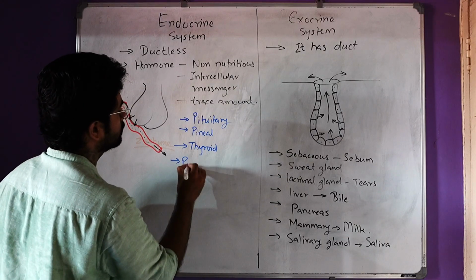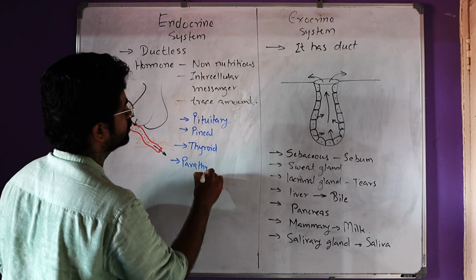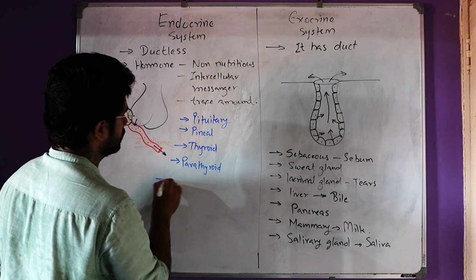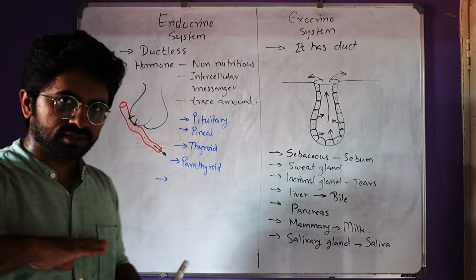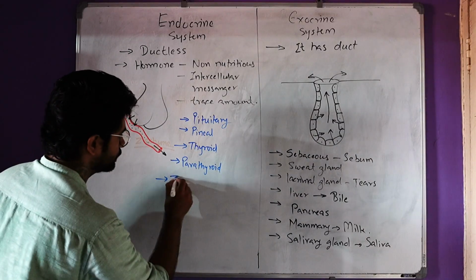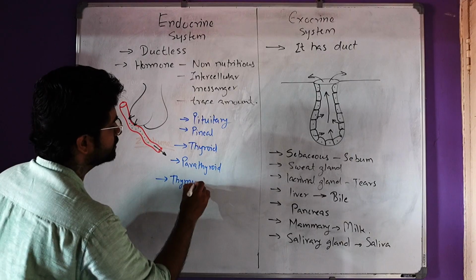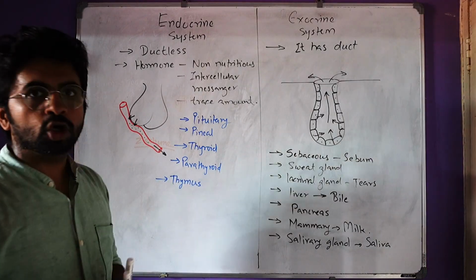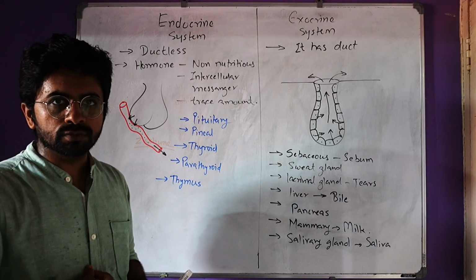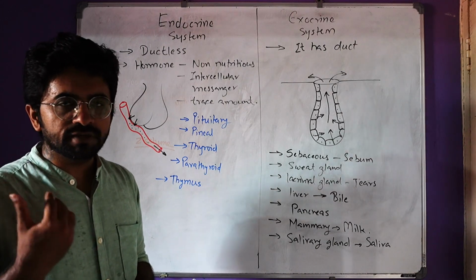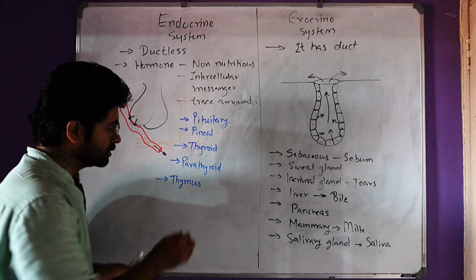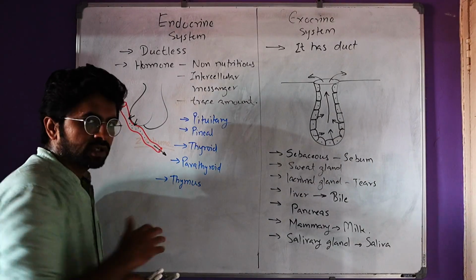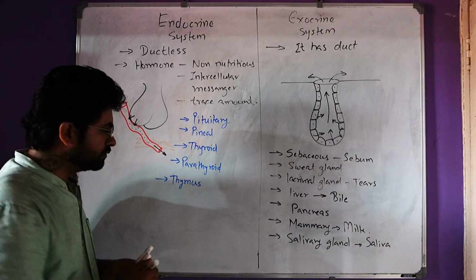Thyroid, parathyroid. After parathyroid, if you come down, there is thymus. Thymus is situated dorsal to your collarbone. No, the collarbone is clavicle, we don't call it thigh bone. Okay, so thymus, if you go down, then you will have pancreas.